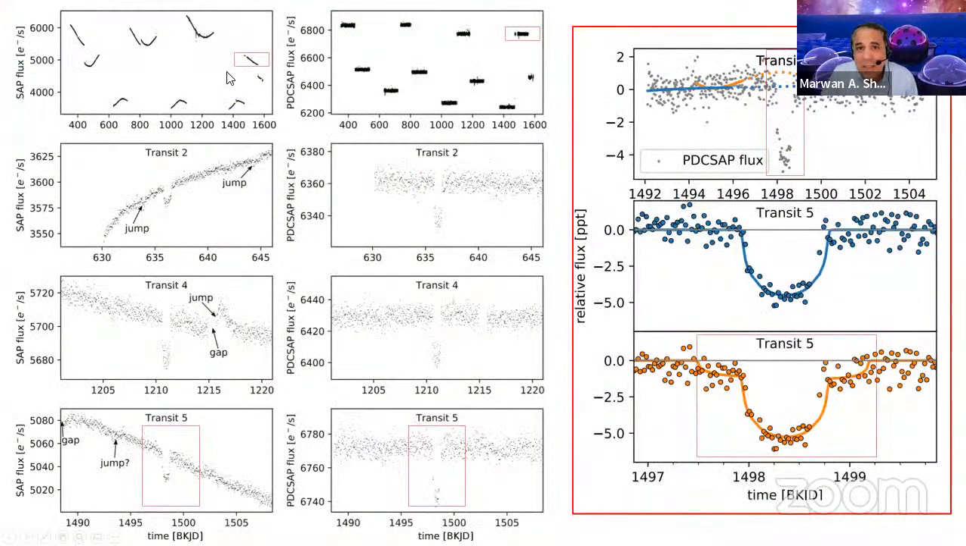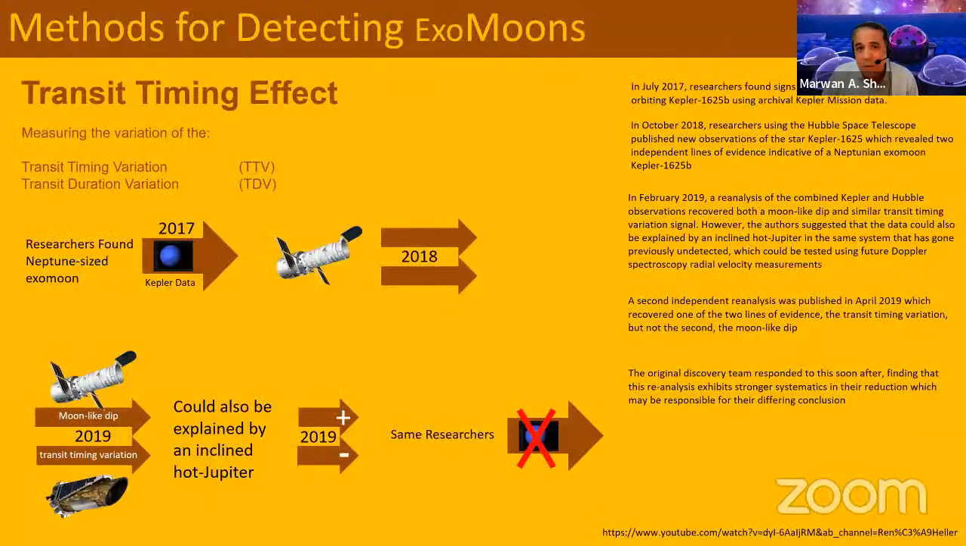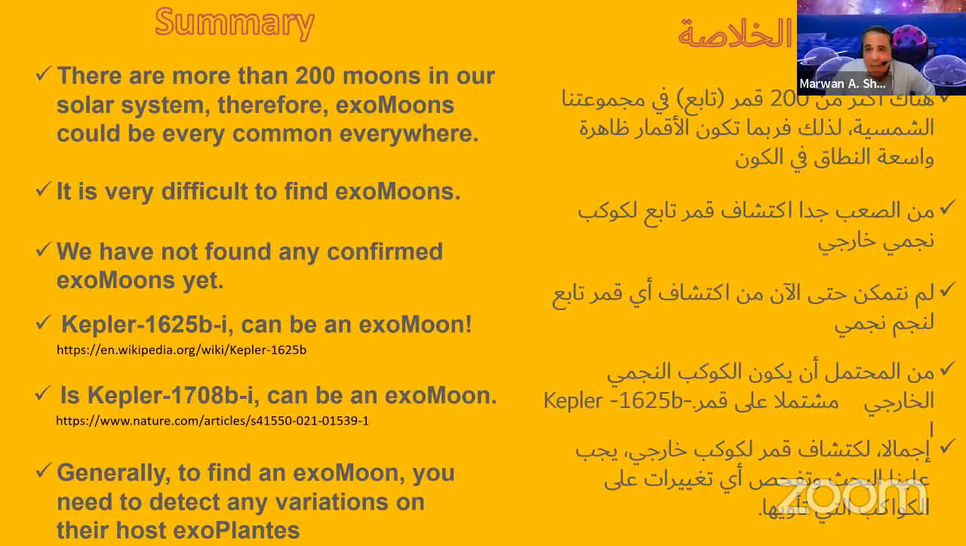These are also some real light curves taken by Kepler K2. Let me go directly to transit 5. This is how to analyze and calculate the different depths for discovering exoplanets here, not exomoons. Two candidates are there now. One of them, I think, is not applicable, which is Kepler 1625, but 1708 is more acceptable to be an exomoon.